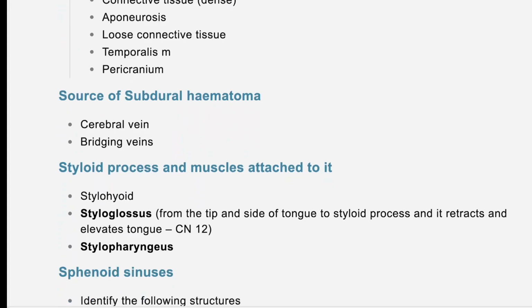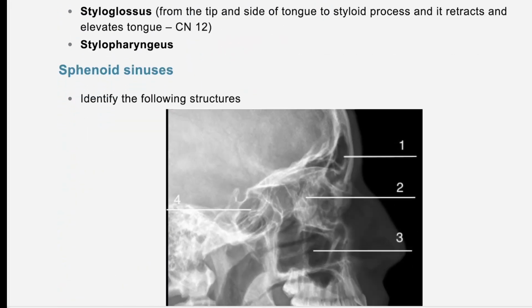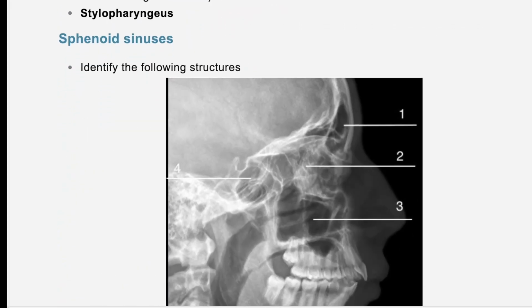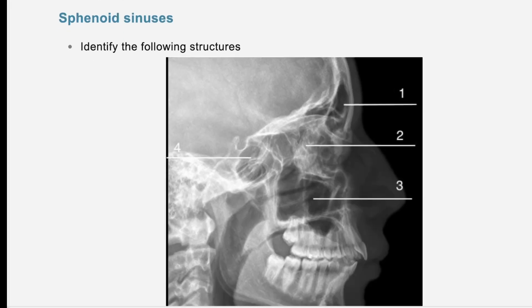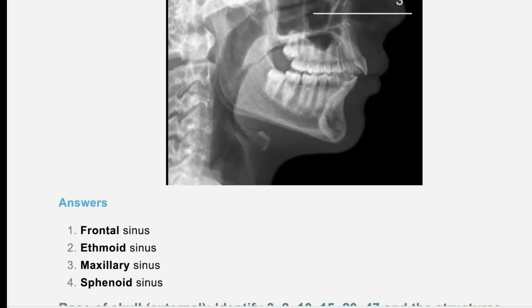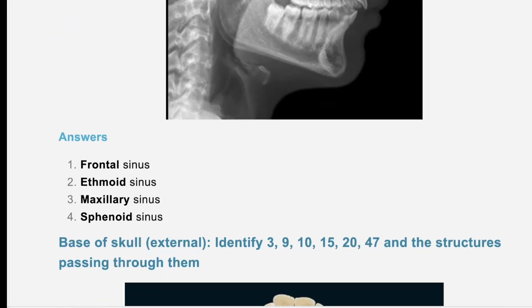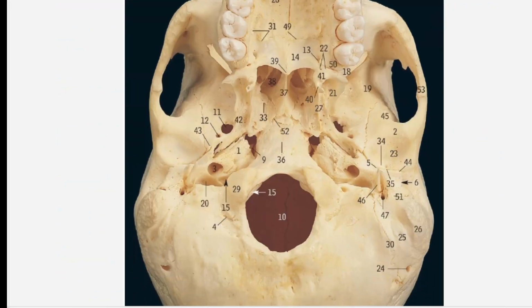Sphenoid sinuses, let's identify them here. 1 is the frontal sinus, 2 is the sphenoid sinus, 3 is the maxillary sinus, and 4 is the ethmoid sinus. Okay, from the external surface, we need to identify a few openings. I'm not going to say the contents. I think I covered this multiple times.